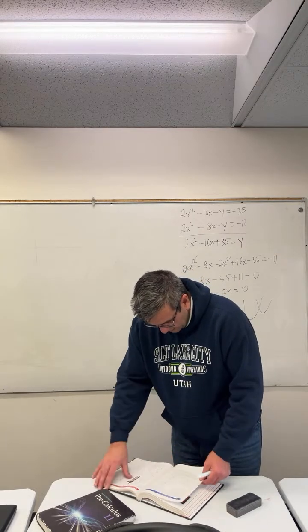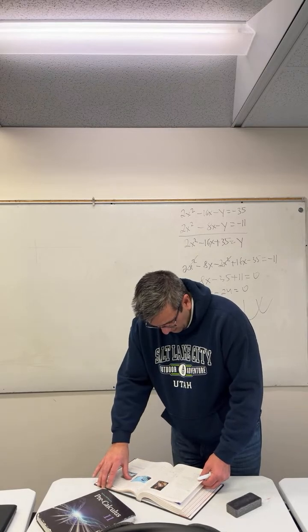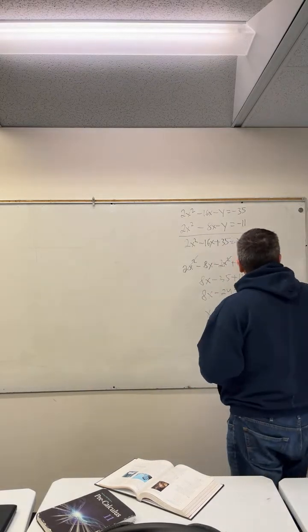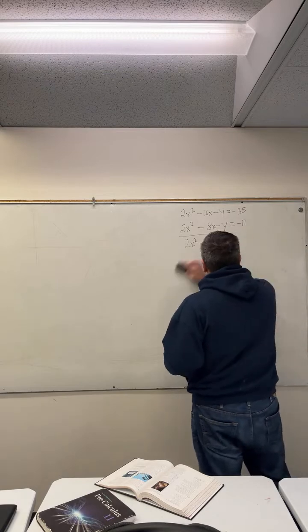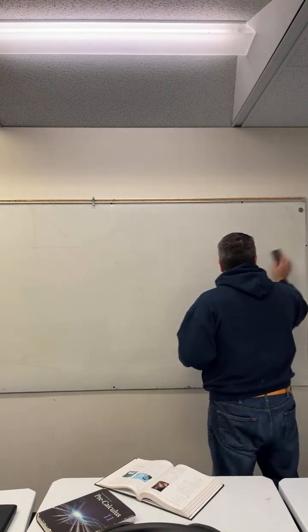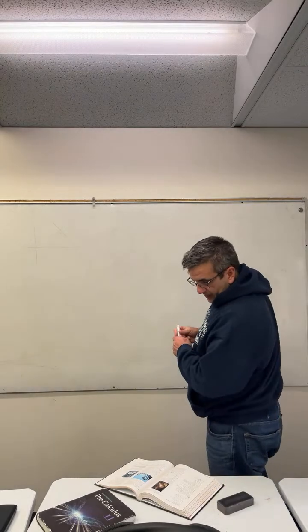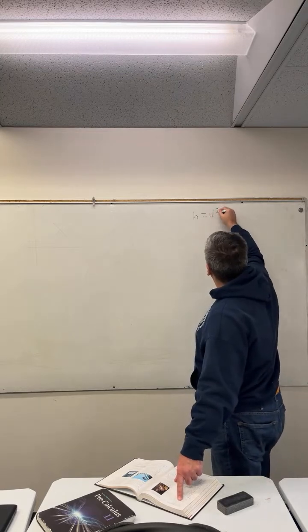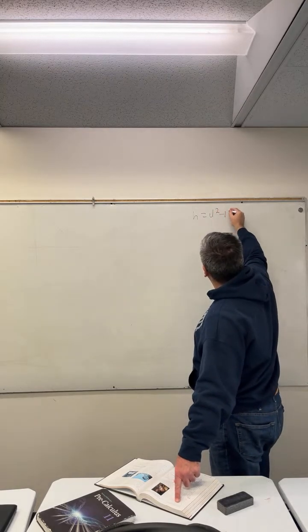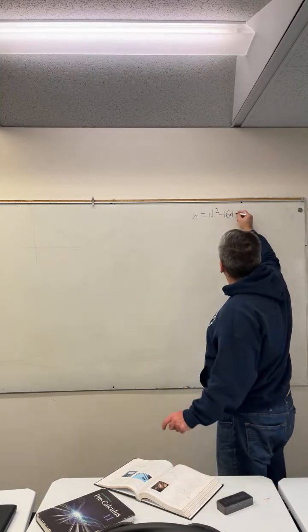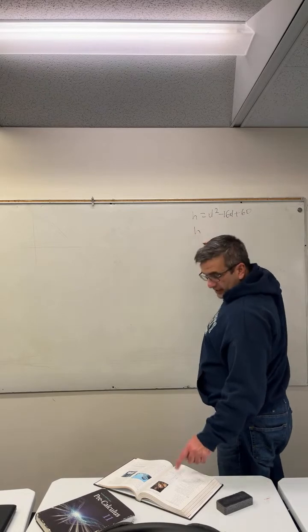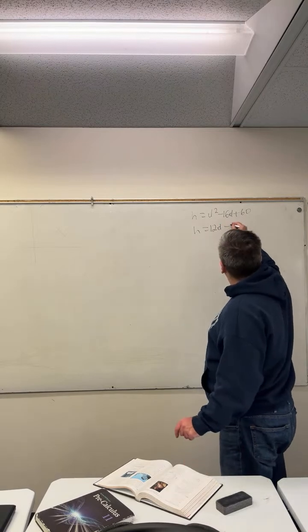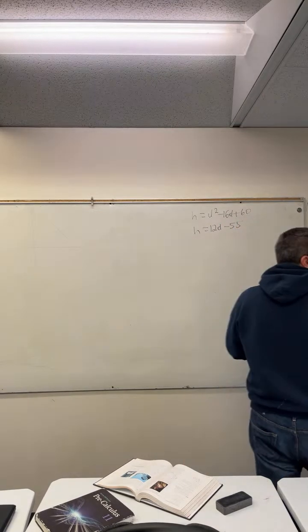Okay, so let's check. Let's do one more, and then we'll try word problems. D squared minus 16D plus 60 and H equals 12D minus 55.